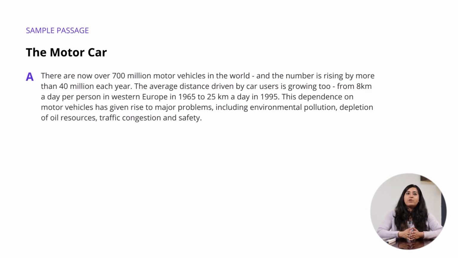Let's try a scanning exercise. You can take a minute to read through paragraph A and note down what you feel are important keywords. I will then read it out and underline the keywords.